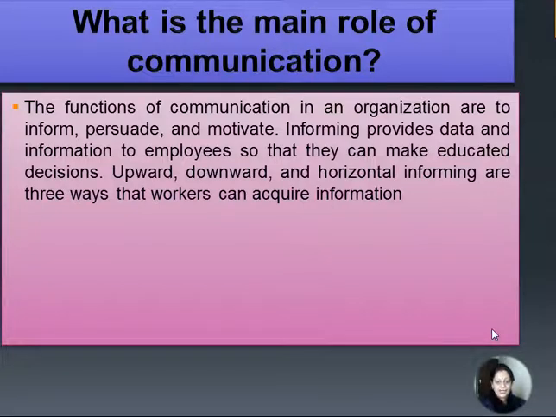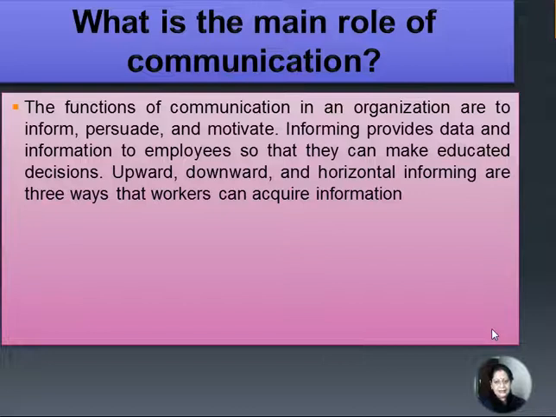What is the main role of communication? The functions of communication in an organization are to inform, persuade, and motivate. Informing provides data and information to employees so that they can make educated decisions. Upward, downward, and horizontal informing are the three ways that workers can acquire information. The main motive of communication in a business organization is to inform what management wants, and also to inform what workers actually want. So it is a two-way process. It helps in sharing information, giving information, and motivating the people who are working in the organization.